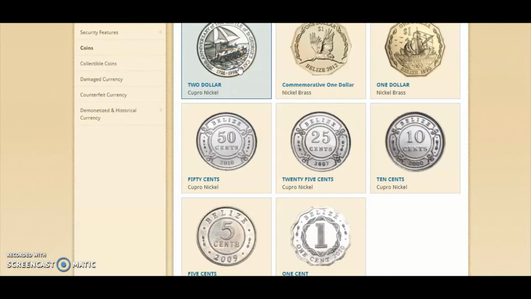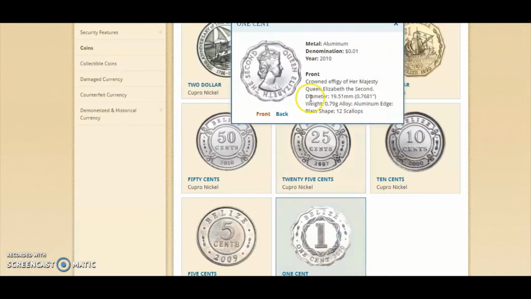But we're going to start off all the way at the smallest money value that we have. The smallest money we can have is 1 single cent. And this is the 1 cent. Now we're going to learn a little bit about what's on the back, what's on the front. The front of it shows Queen Elizabeth II, and it is made of aluminum. And there's the picture of Queen Elizabeth II along with the words.